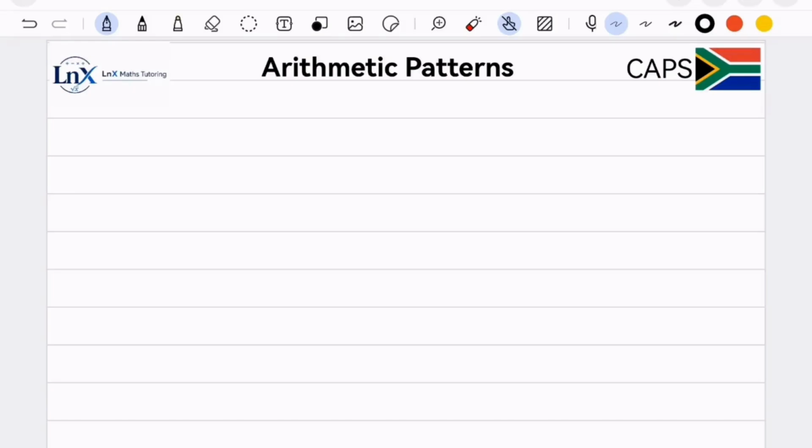Alright, to get started with arithmetic patterns, we're going to start with the general term equation, which is as follows. Alright, so what we know is that A is the first term. Then D is what we know as the common difference.